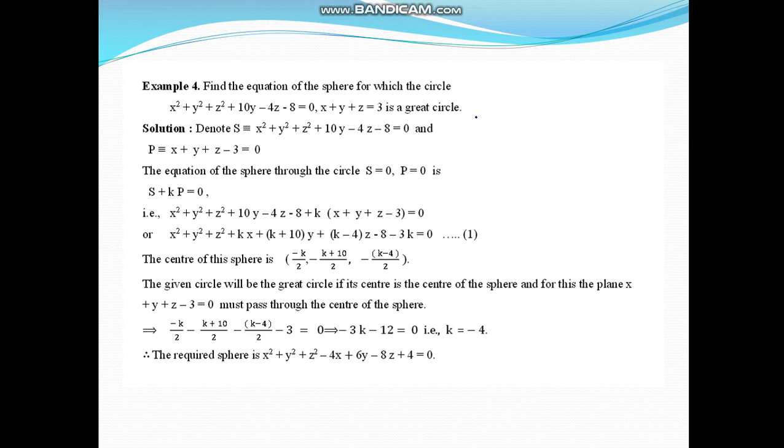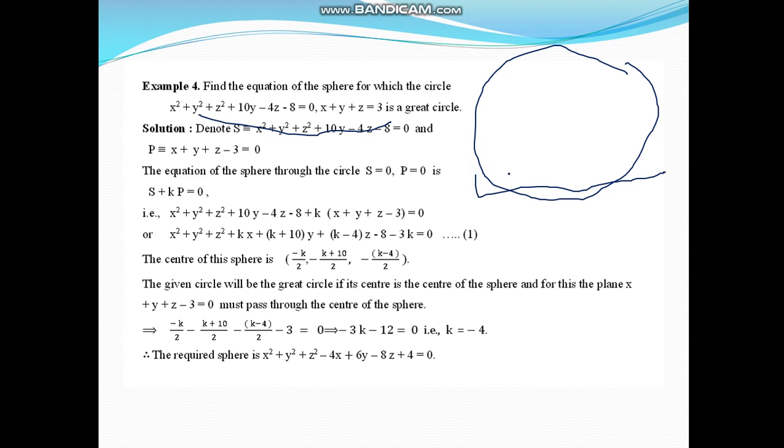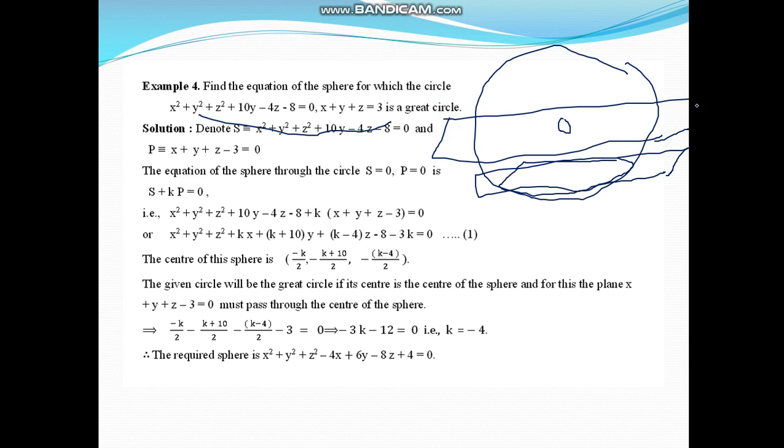Then an interesting example, find the equation of sphere for which this circle is a great circle. You know what is a great circle? Let us consider a sphere and here I am taking a plane which passes through the sphere. So definitely their intersection will be a circle. But suppose the plane passes through the center of this sphere. So definitely we'll get a circle of greatest radius. So this circle is called a great circle.